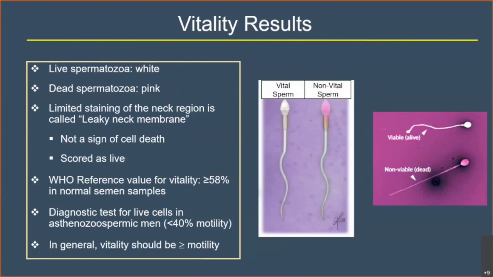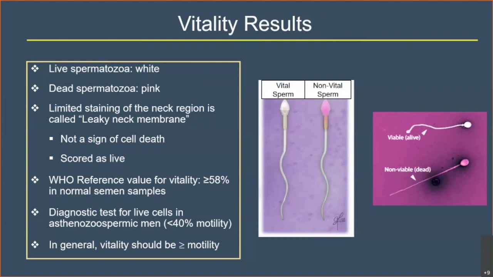This slide shows that the sperm which are live will appear white, whereas the sperm which are dead will appear pink. Now, on many occasions, we will see a small portion of the neck region which is stained. This is called a leaky neck membrane. It is important to know that this is not a sign of cell death, and these sperm are scored as live cells. The WHO 2010 reference range for normal vitality is equal to or greater than 58% of the sperm in a normal sample.